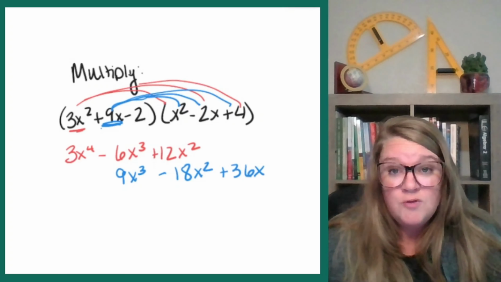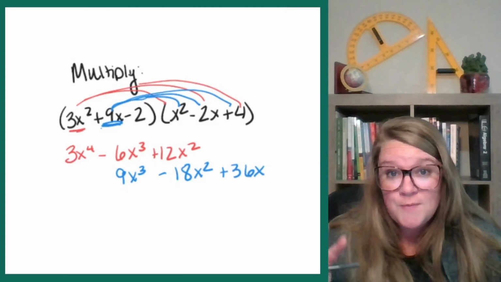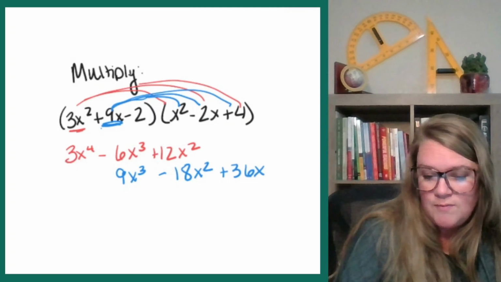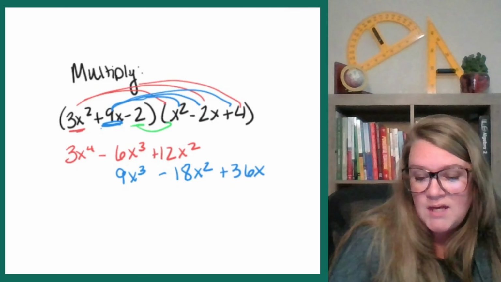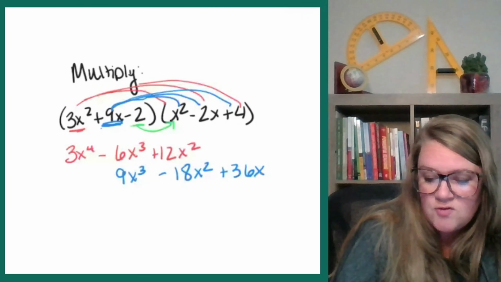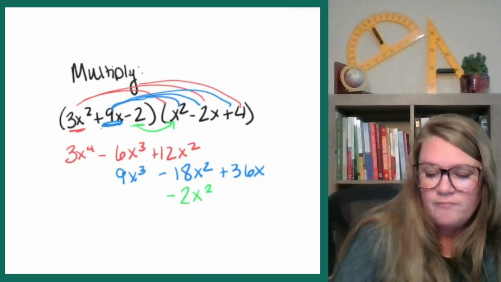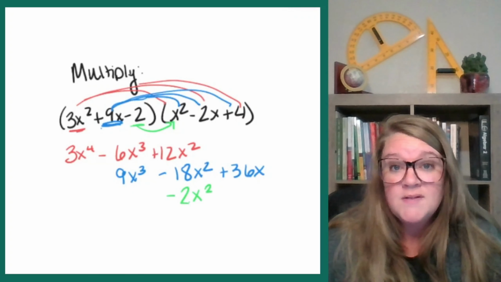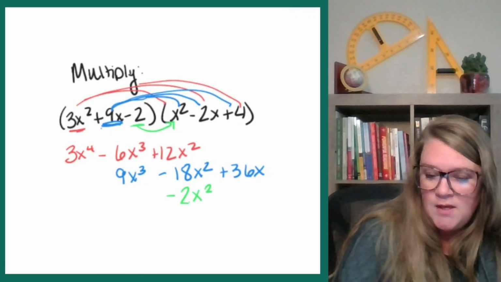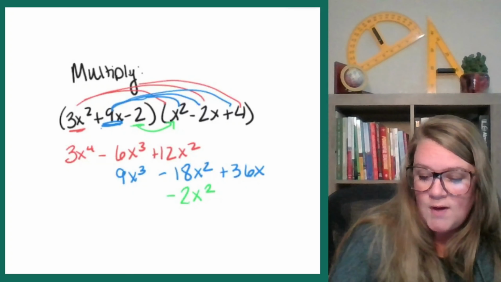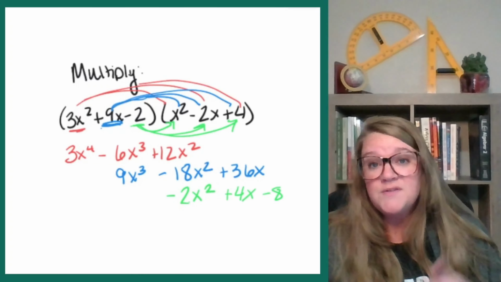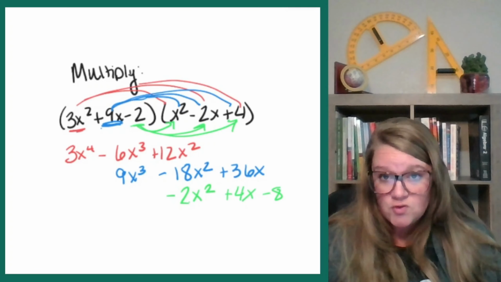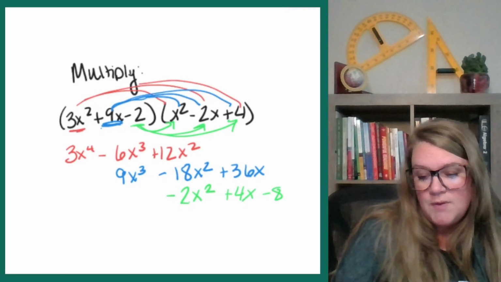Okay, that's distributing my second term, but now I have a third term in that first parentheses, so let's distribute the negative 2 to each term in the second parentheses. Negative 2 times x squared gives me a negative 2x squared, and I'm putting it in the same column as the x squareds because they're like terms. Negative 2 times negative 2x is a positive 4x, and negative 2 times 4 is a negative 8. Now there's nothing else in that first parentheses to distribute. I've distributed everything, and now I can just combine my like terms.